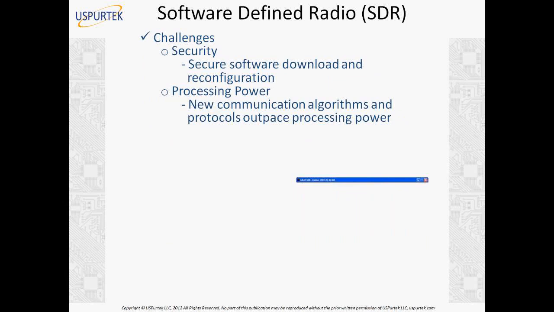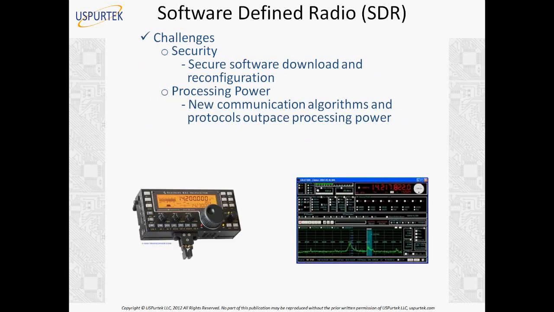Processing power. Now, as we said before, new algorithms or new protocols can outpace processing power. So 5 years from now, you have a new version of the LTE standard. That means the current hardware, the 5 year old hardware, may not be enough. You need more capacity, more bang for the buck.